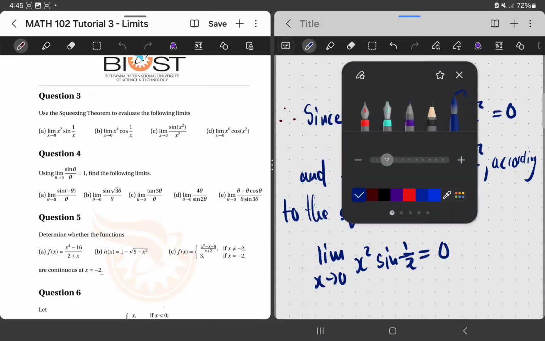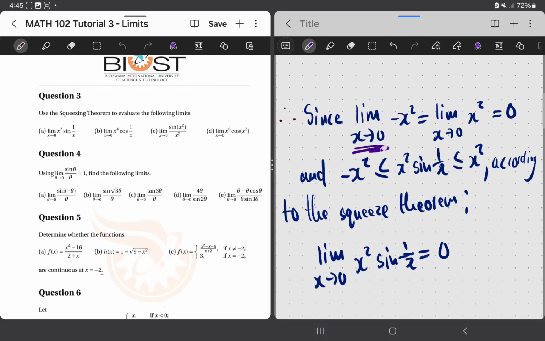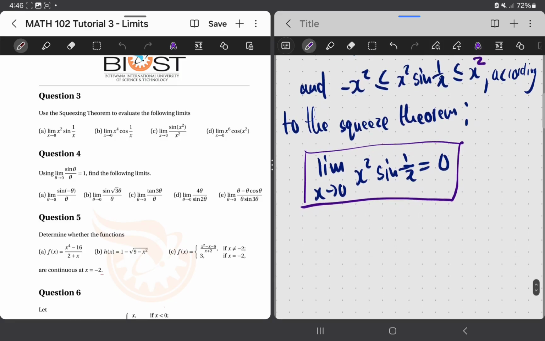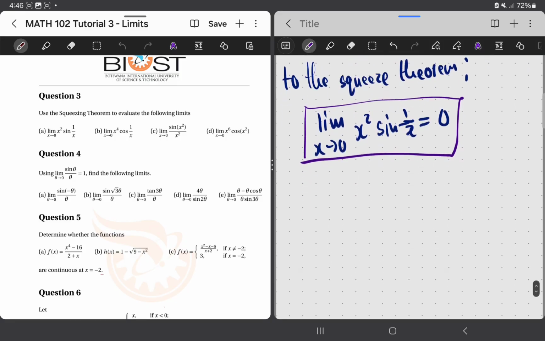Here we have proved that the limit of these two is 0, and that they are below and above this function. So according to the squeeze theorem, this function, which is in between, is going to have the same limit as the other two, and that is going to be 0. And this will be your final solution for this.